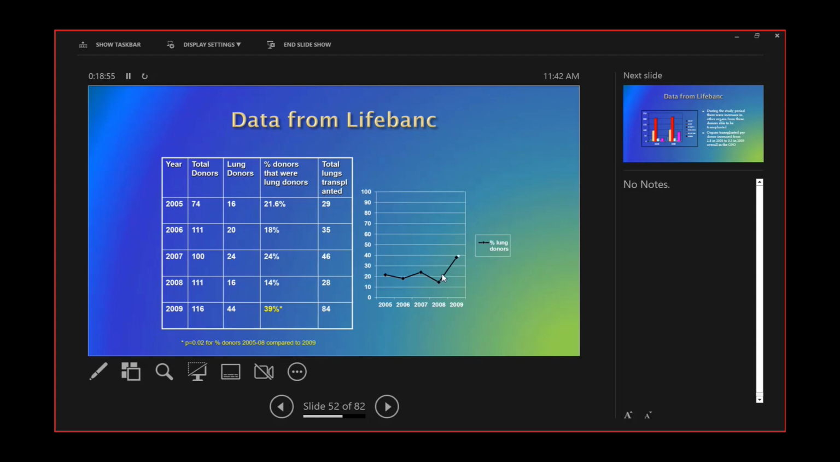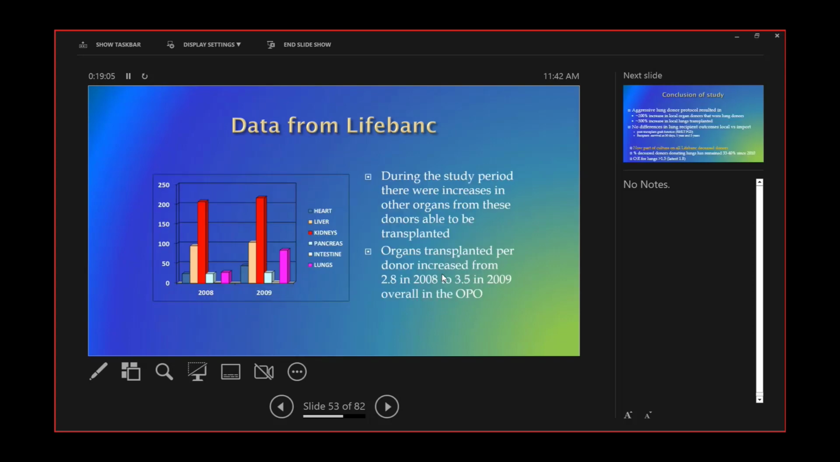We saw that our total lungs transplanted went up to 84 from 28 the year before, so it also about doubled. And then we were concerned about whether this was adversely affecting our other organs. We actually demonstrated that all of our organs went up, because we felt we were just doing better overall donor management. We saw our O to E go from 2.8 to 3.5, and all of our other organs increased in utility.